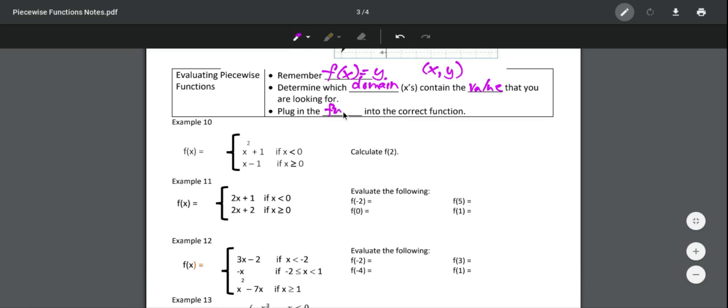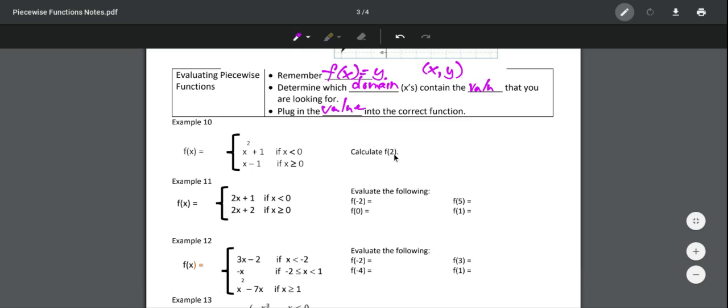Function. Well, that says the function into the correct function. No, let's not say function. We're going to plug it into the equation, into the correct function. No, I don't like that word either. Let's say we're going to plug in the value into the correct function.